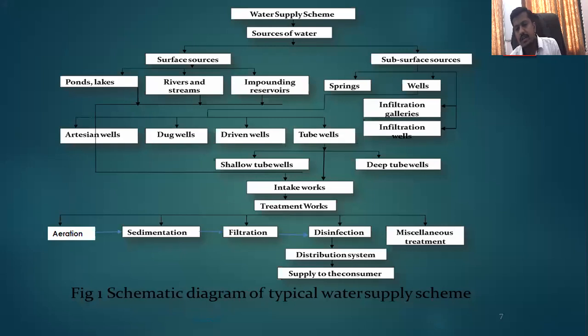Okay, if you see a typical diagram of the water supply scheme, we have some sources of water like surface sources and subsurface sources. In the surface sources we have ponds, lakes, rivers or streams, or impounding reservoirs.